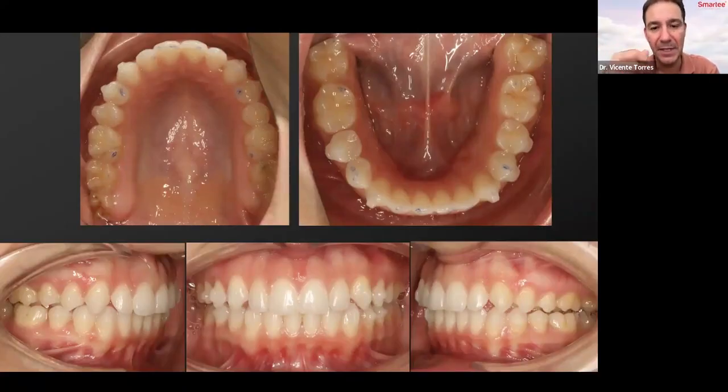But it's very important. So right now, why in class 2 division 1, in my practice, normally I prefer to leave 1 or 2 millimeters of overjet when I make this mandibular advancement? Because I need, thinking of the future, to retro-incline the upper incisors and have enough space for the retro-inclination of the upper incisors.